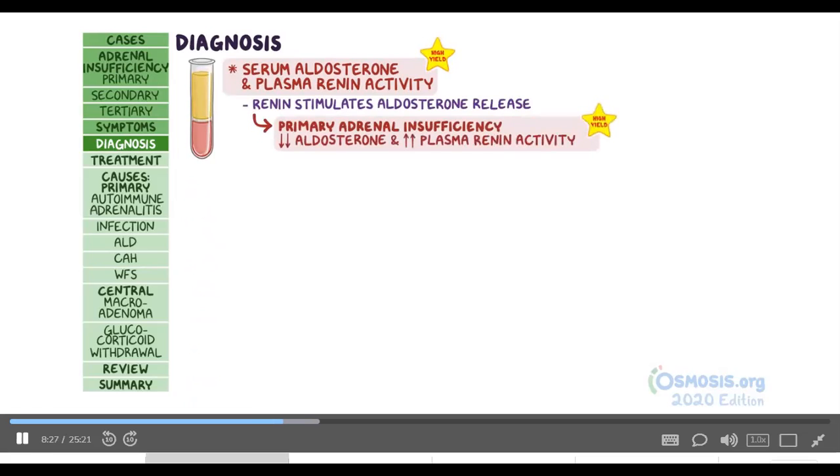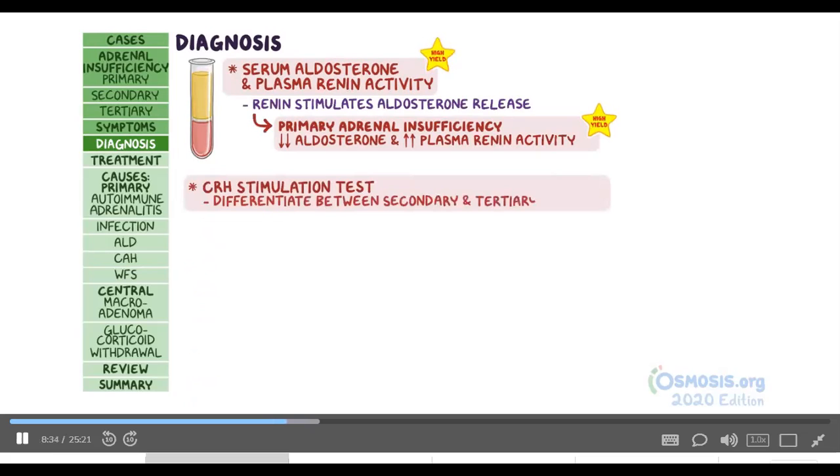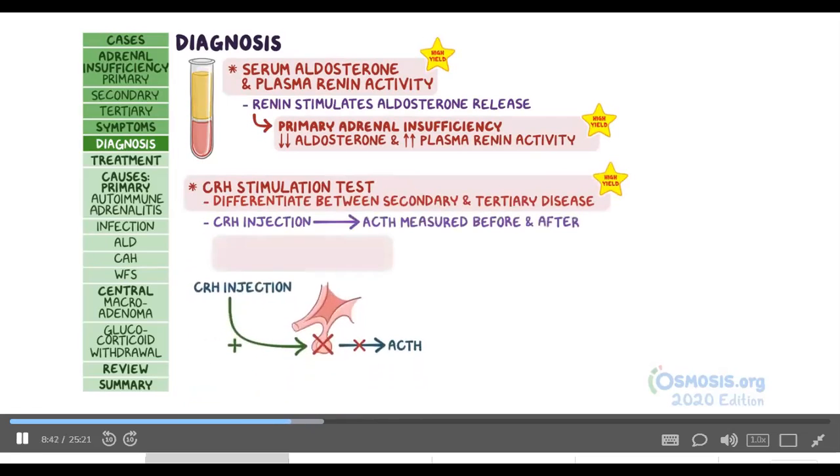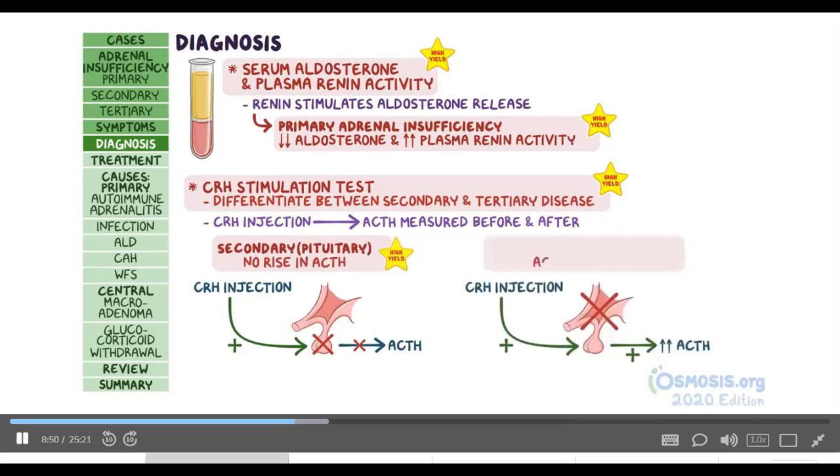On the other hand, if there's a central cause, then a CRH stimulation test can be done to differentiate between secondary and tertiary disease. That's where an individual is given a CRH injection and ACTH is measured before and after. No rise in serum ACTH compared to the basal value points to a pituitary or secondary cause, and if serum ACTH increases, then the hypothalamus is to blame. So, it's tertiary adrenal insufficiency.